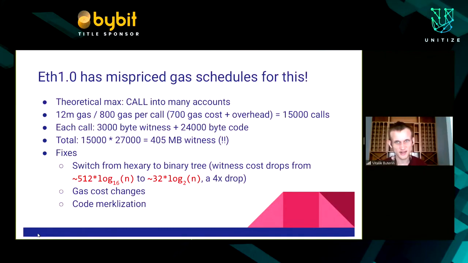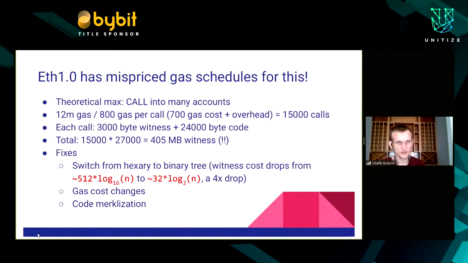The bad news is that the current Ethereum protocol has very mispriced gas schedules for this. So basically, the problem is that you can have a block that does calls into a whole bunch of different accounts. The gas limit is 12 million. The gas cost of a call, including overhead, is 800. 12 million divided by 800 gives you 15,000 calls. And every call can call into a contract that has a really huge 24 kilobyte code.